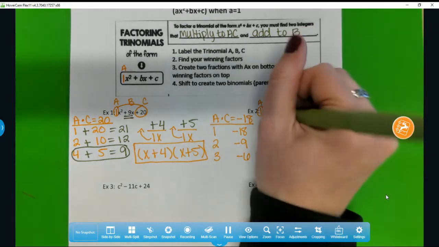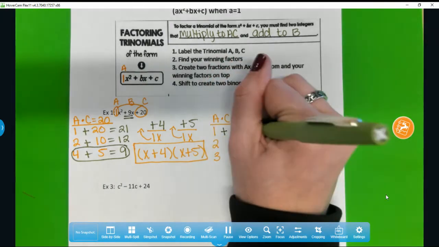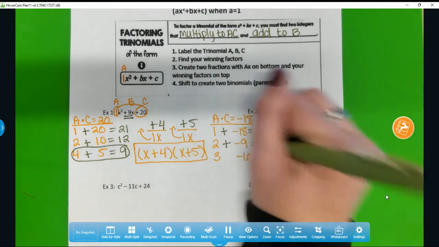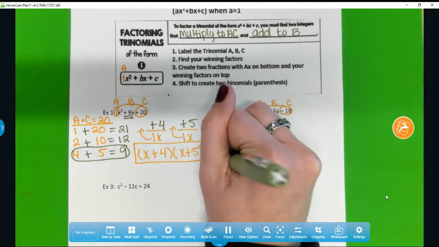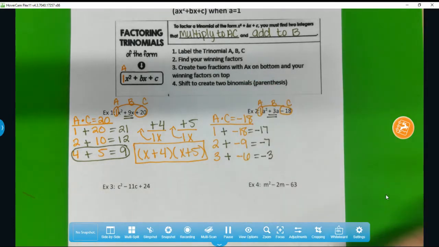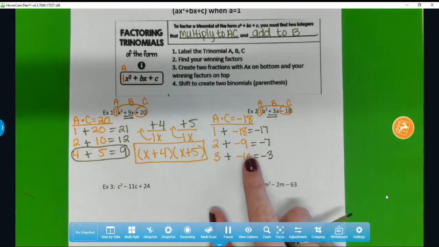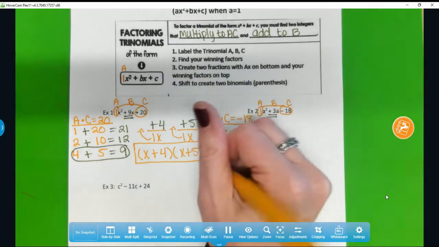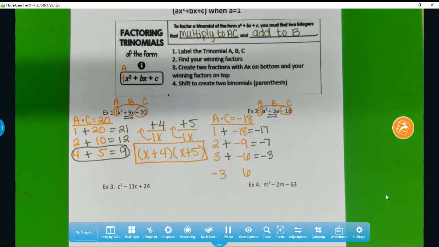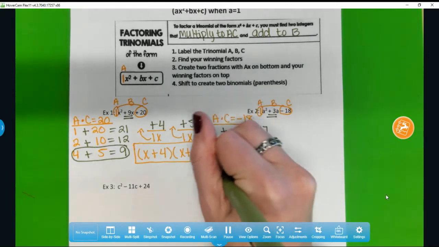Now I'm going to add to see if any of those give me a positive 3. So I have 1 plus negative 18, so negative 17. 2 plus negative 9, so negative 7. 3 plus negative 6, which is a negative 3. This one's the closest. I need a positive 3, so all I need to do is switch the signs. So I'm going to have a negative 3 and a positive 6, which is going to give me a positive 3.